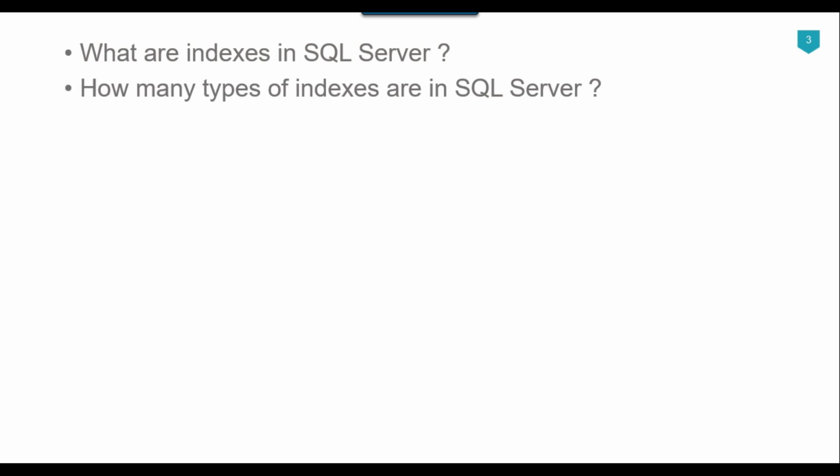So how many types of indexes are there in SQL Server? In SQL Server we have two types of indexes. The first one is the clustered index and the second one is the non-clustered index.